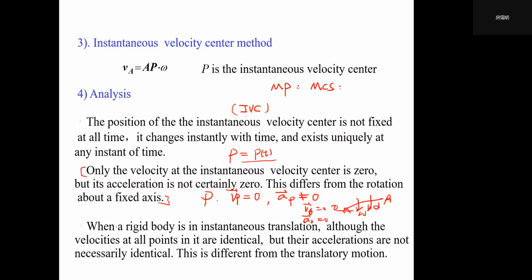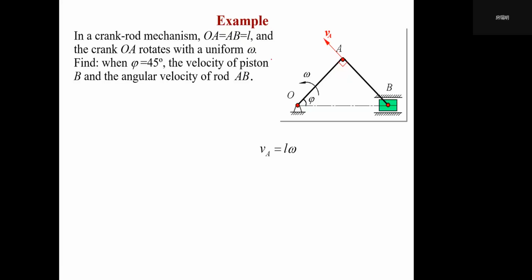And when a rigid body is in instantaneous translation, 瞬时平移, although the velocities at all points in it are identical, their accelerations are not necessarily identical, right? This is different from translational motion. So that's all about the instantaneous velocity center. We have one, how to find the position of P, and another, the difference from this P, right? It's very important. We should pay attention to that.